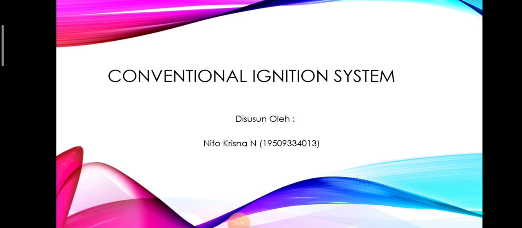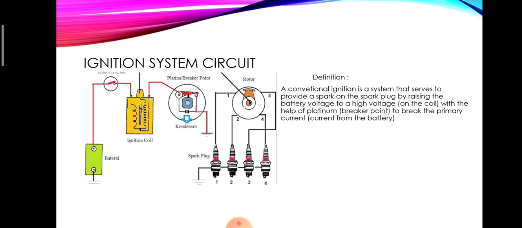We'll be presenting about the conventional ignition system. The following is a picture of an ignition system circuit consisting of a battery, ignition coil, platina or breakpoint, condenser, rotor, and spark plug. A conventional ignition is a system that serves to provide a spark on the spark plug by raising the battery voltage to a high voltage on the coil with the help of platina or breaker point to break the primary current from the battery.